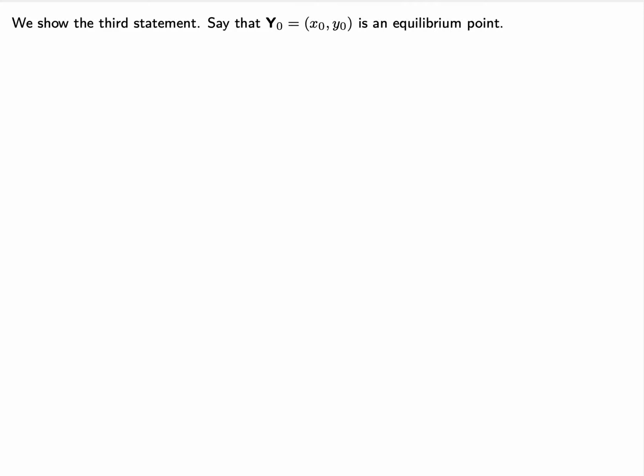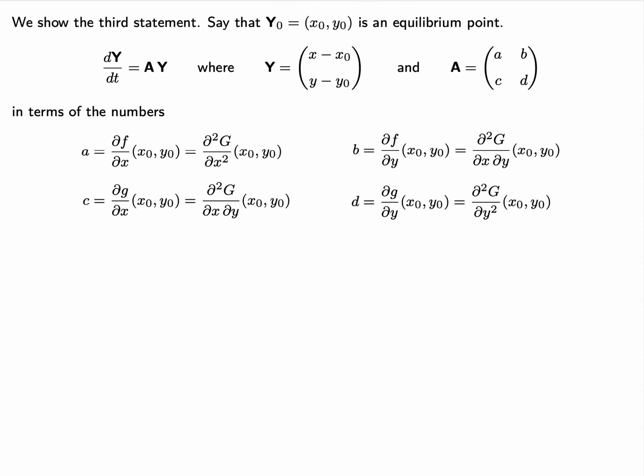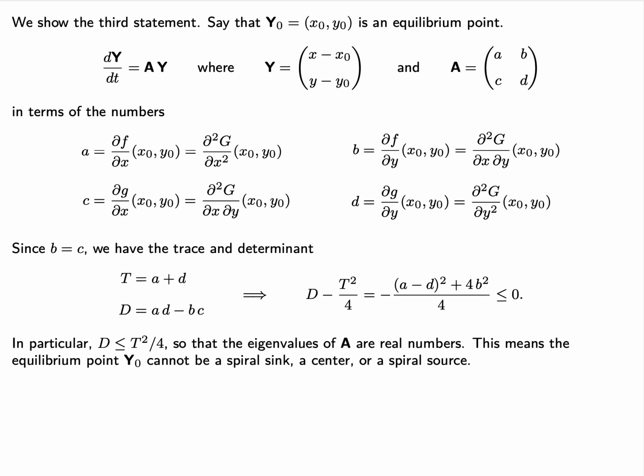Let's say that y sub 0 is an equilibrium point for our two-dimensional autonomous system. We can perform a linearization around this equilibrium point to find a 2 by 2 matrix capital A in terms of numbers lowercase a, b, c, and d. We can express all of these in terms of partial derivatives of our function capital G. Observe that lowercase b equals lowercase c, so that we have trace T, which is a plus d, and determinant D, which is ad minus bc.